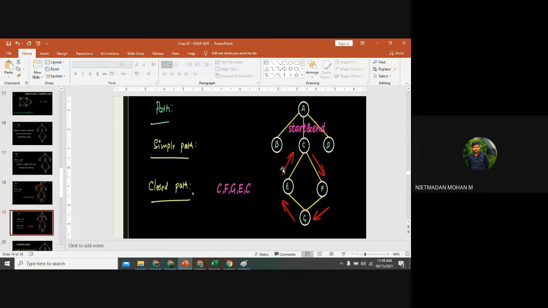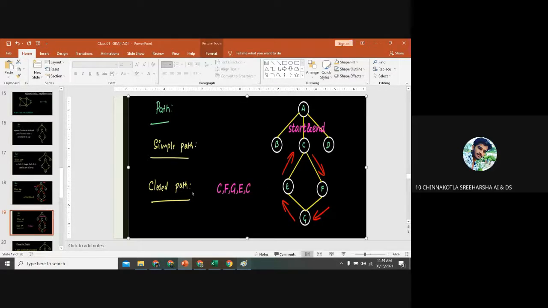And the third thing is a closed path. The closed path consists of a circular path. It has to be closed, with the starting and the finishing being the same, and the remaining path being different. The starting and finishing want to be the same. So here I am starting from C to C. So this will be my closed path, right?